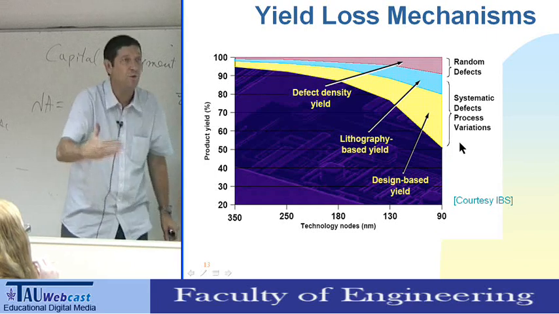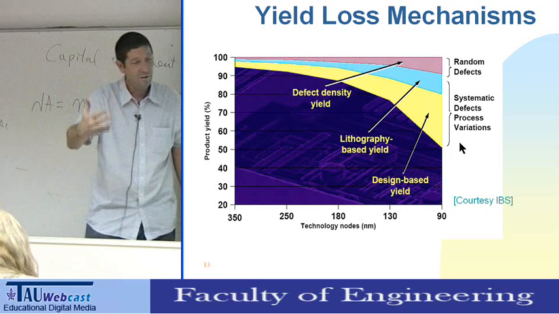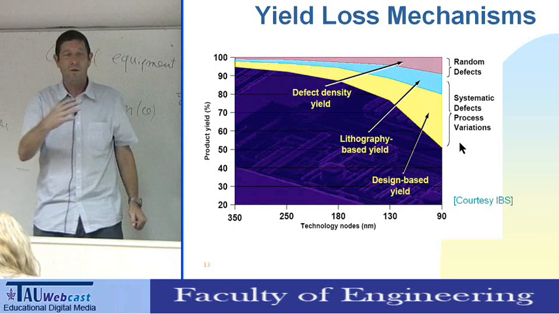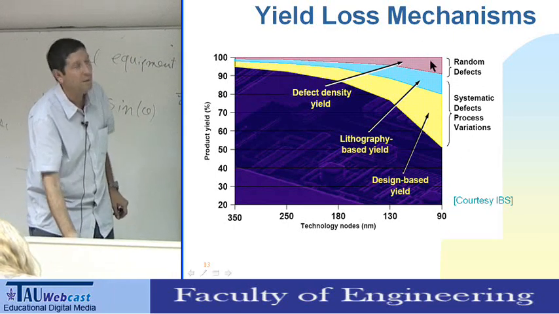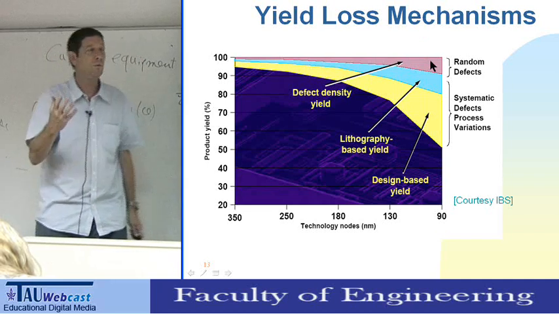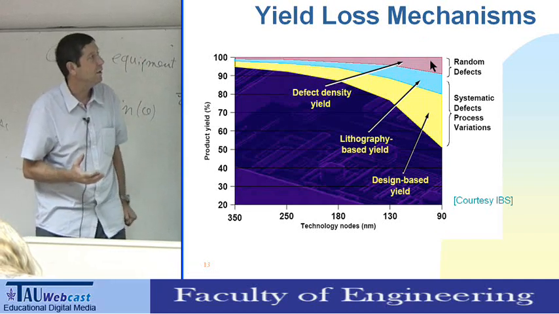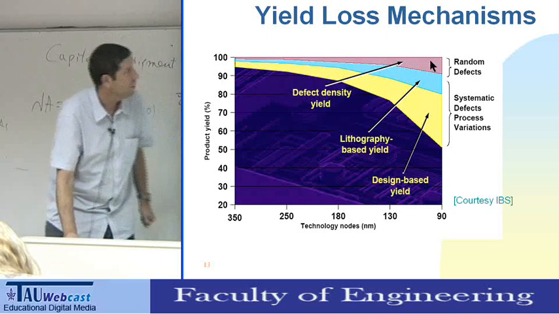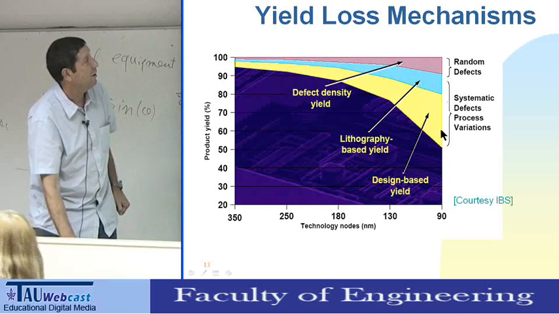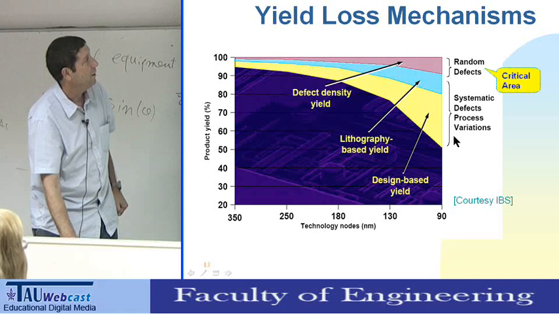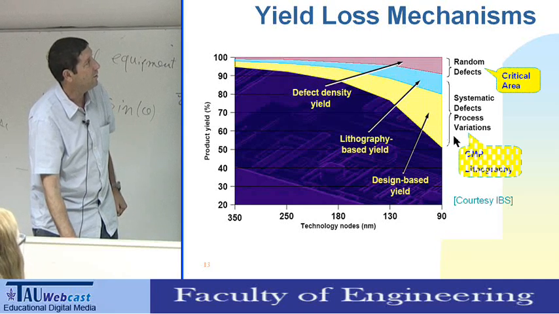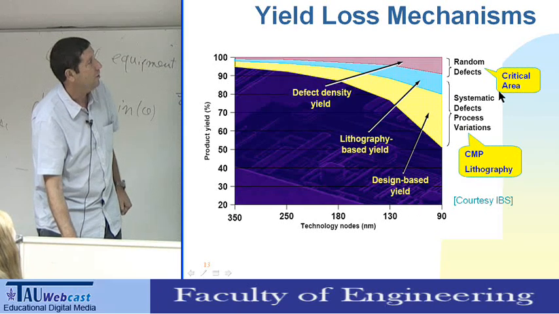So people are changing the process and improving. But ignore the numbers a little bit. The problems in your manufacturing are random defects and lithography problems, and process variations. Because of this, you lose yield. And you are basically reaching the critical area, and you are solving it.